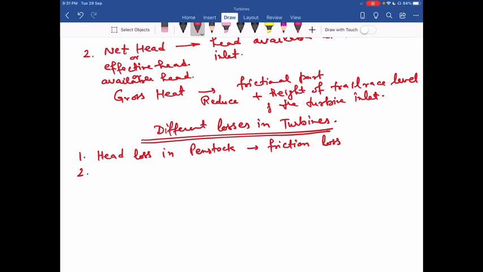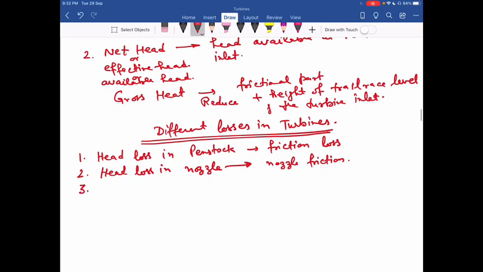The second is head loss in nozzle. Okay, so nozzles are there only in impulse turbine. So this loss is only in the impulse turbine, and again this loss is due to nozzle friction. Okay, this loss is due to nozzle friction.